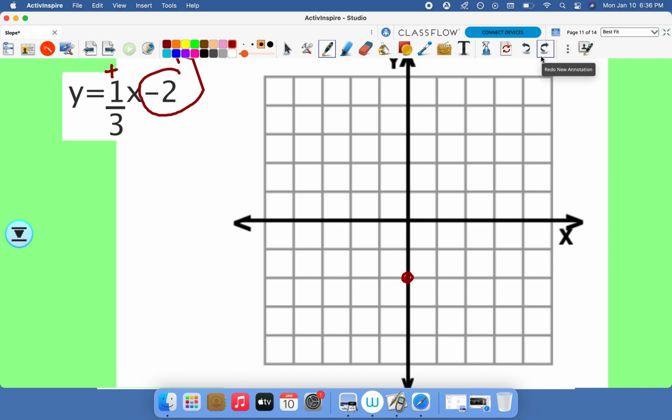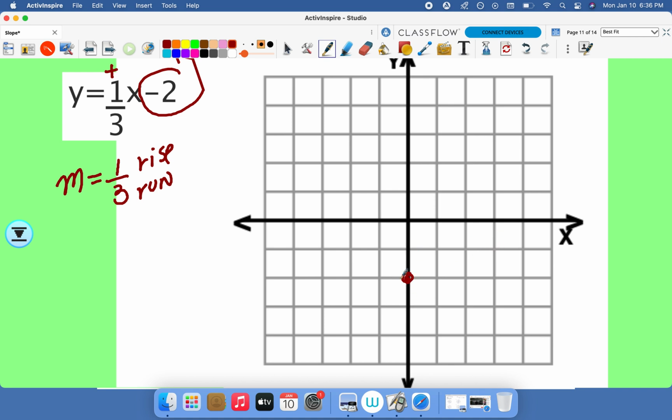So let's actually do it. Remember, to create a line, I need 2 points. I already have 1. I need 1 more. So my slope is 1/3, the ratio. So let me write rise, and let me write run.